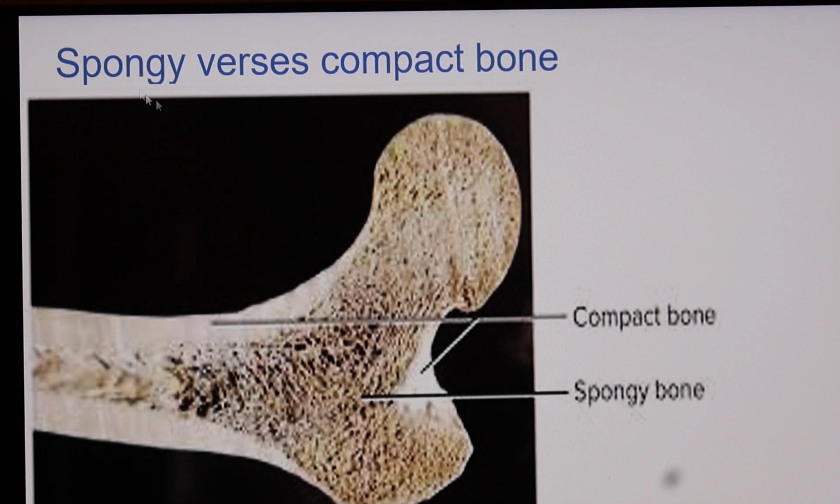This is a picture. It shows the difference between the compact bone and the spongy bone. Can you see the compact bone is on the outer part? This is the hard part, which is more dense, is the compact, and the soft part is the spongy bone inside, in the inner part of the bone.